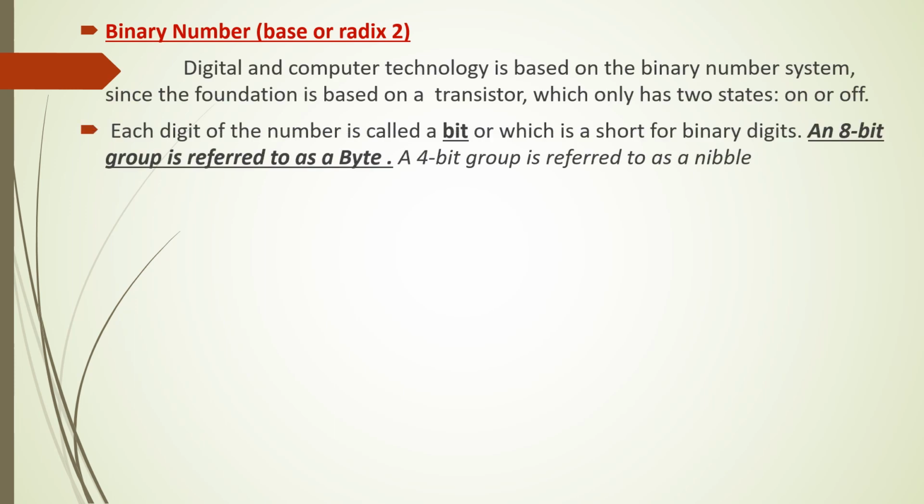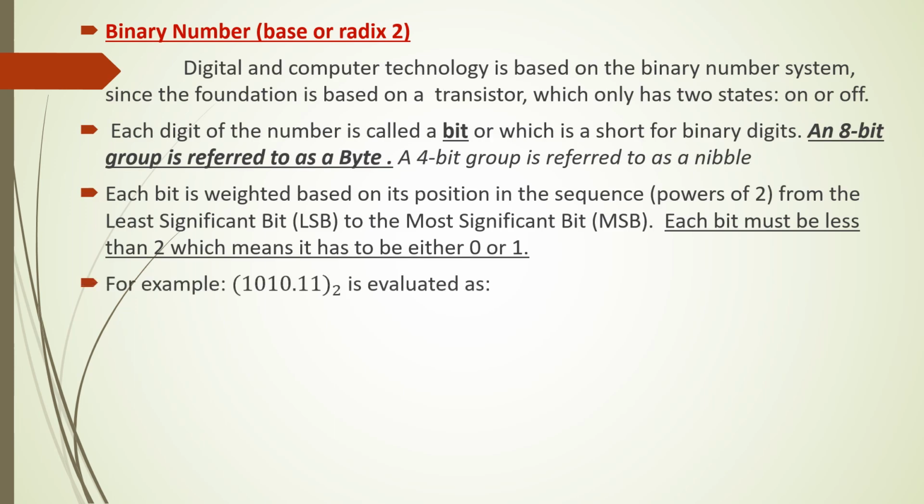Binary number, which is also called radix 2. In digital technology, binary numbers are very important. Basically, our transistor, which is the basic element of integrated circuits, has a binary language, on or off, because it is a switch. Each digit of the number is called a bit, which is short for binary digit. An 8-bit group is referred to as a byte, and a 4-bit group is referred to as a nibble.